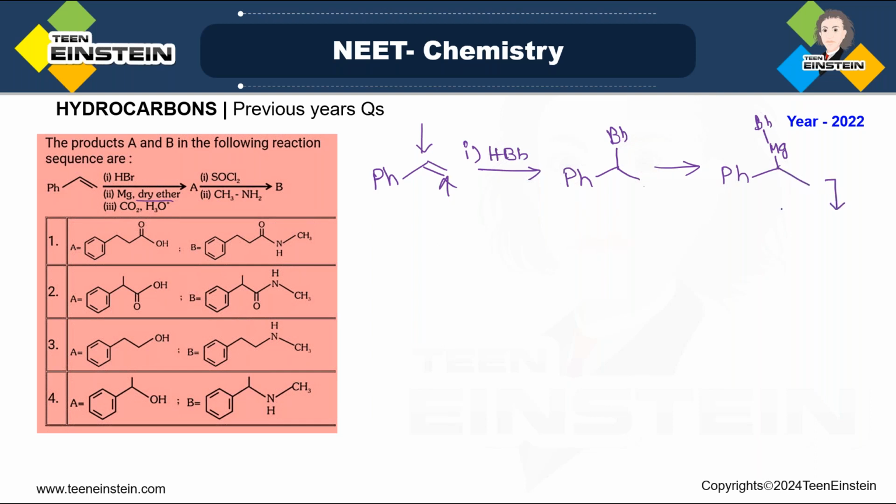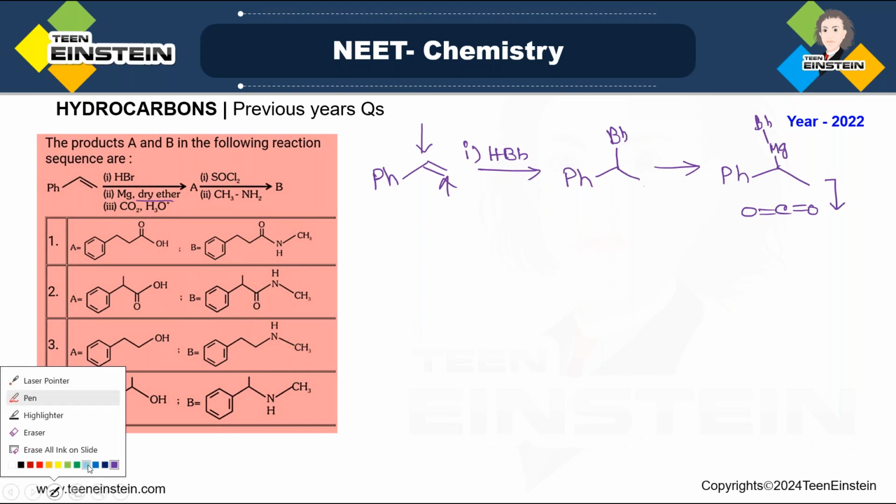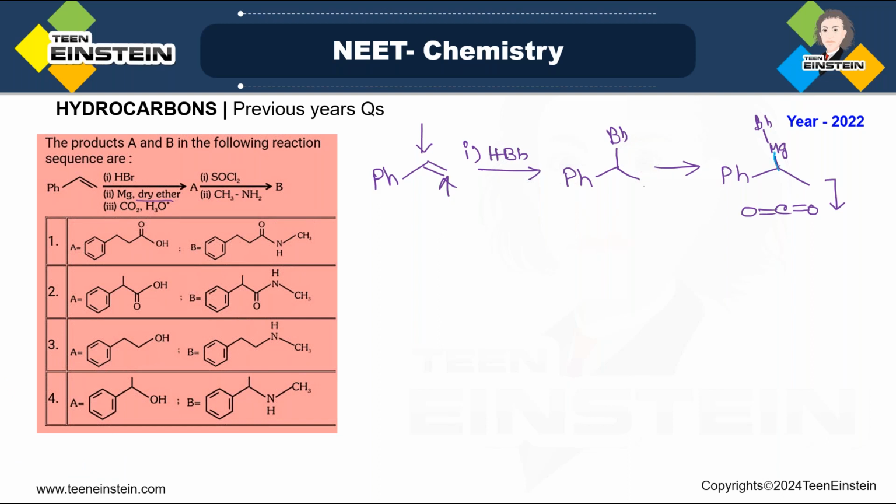Next, you are using CO2. Now CO2 will act as an electrophile here. As I have said, this is a carbon-metal bond, so this part always reacts as if it is a base. But in this case, there is no question of base because you do not have any acidic hydrogen. So it will now act as a nucleophile.